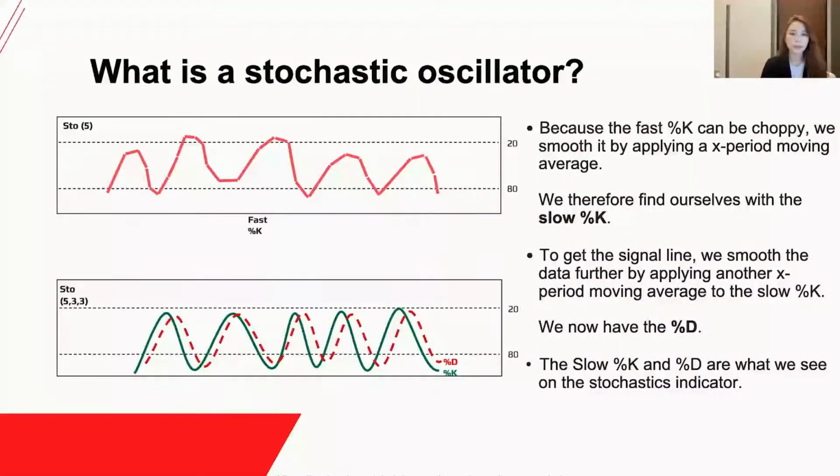So in whole stochastics, we will be seeing two visible lines, which are the slow percentage K and the slow percentage D, which we see right here in the figure. In the figure, you can see the green wavy lines are your percentage K, and the dotted lines are our percentage D.